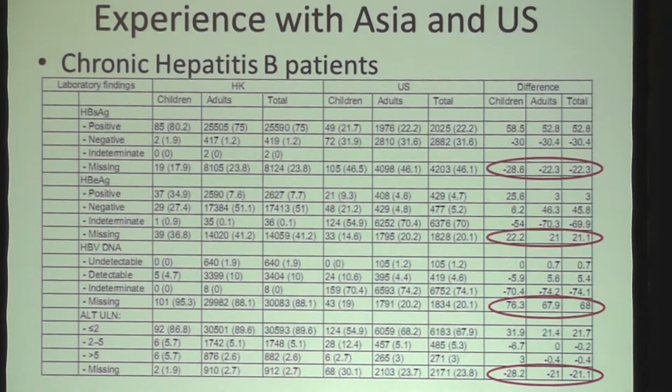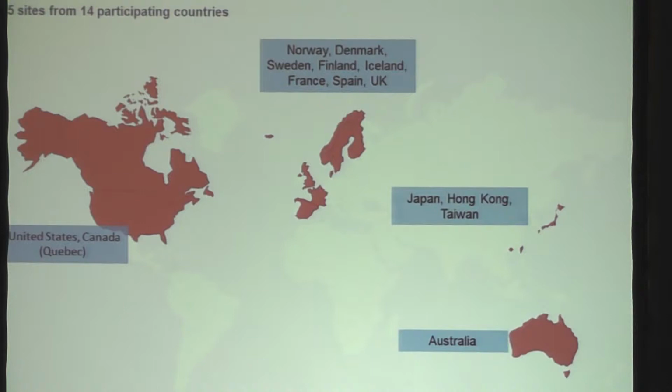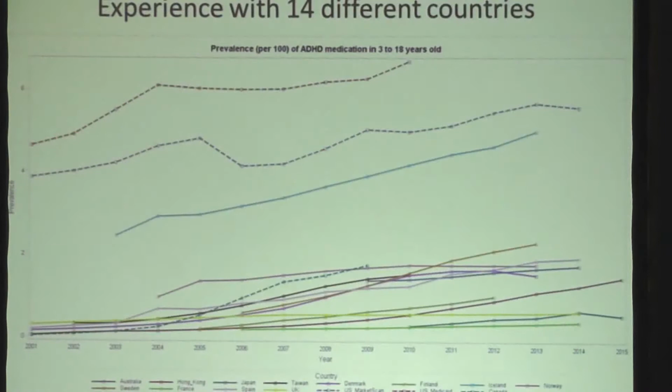So the last study that I would like to share with you, Nicole went through a little bit in the PPS Symposium. In this one we solely look at the trends of attention deficit hyperactivity disorder medication use across 14 different countries, and altogether we have 15 different sites. The whole study covers about 130 million individuals in different databases, and we just do a very simple prevalence report.